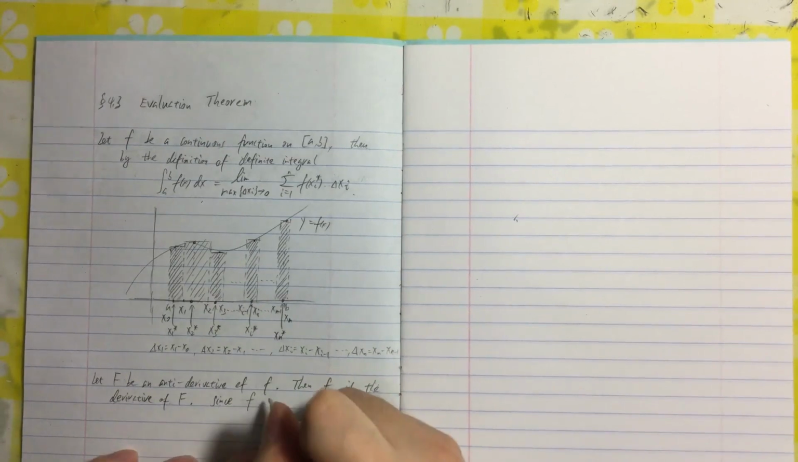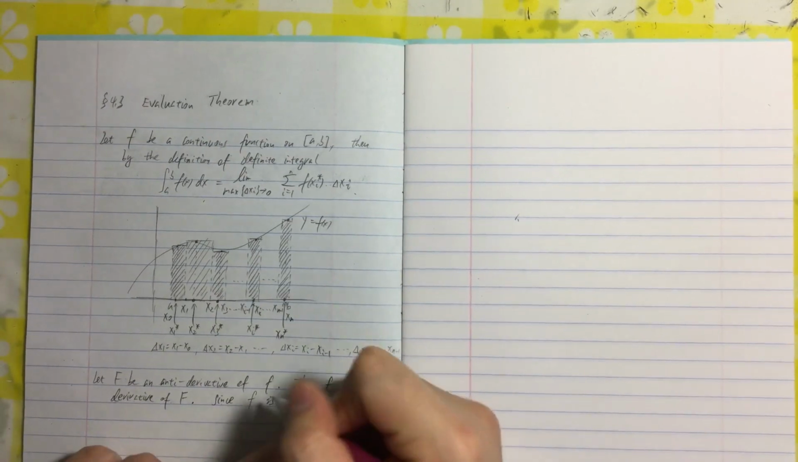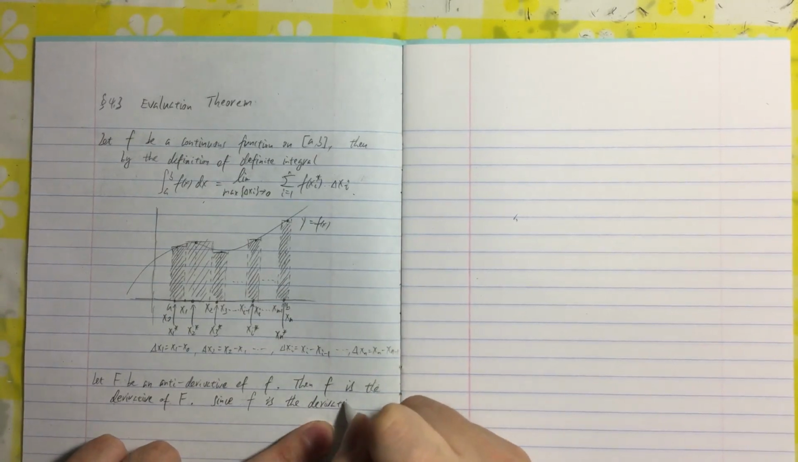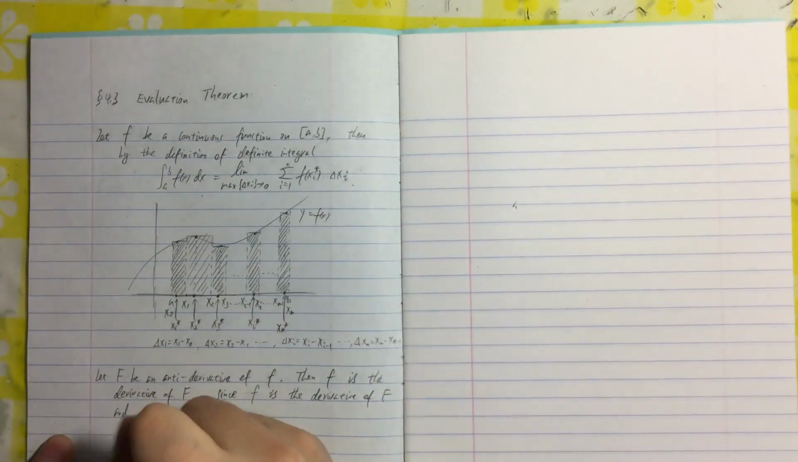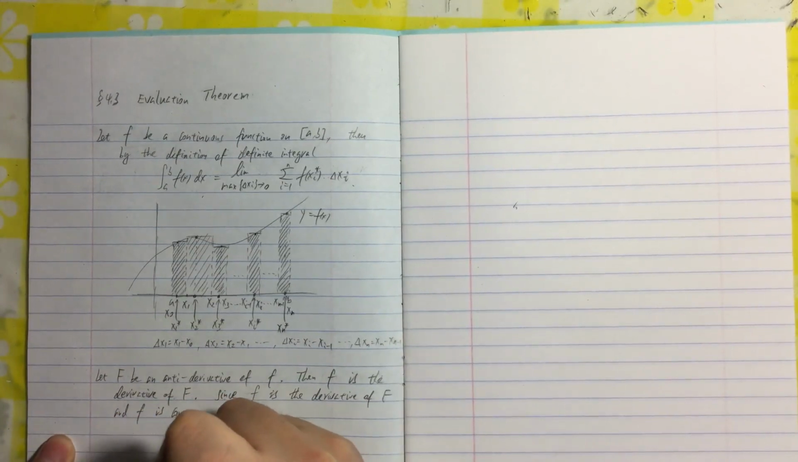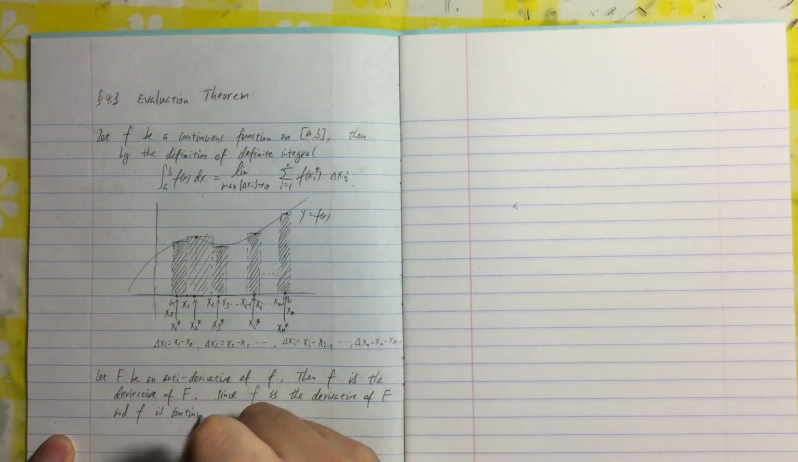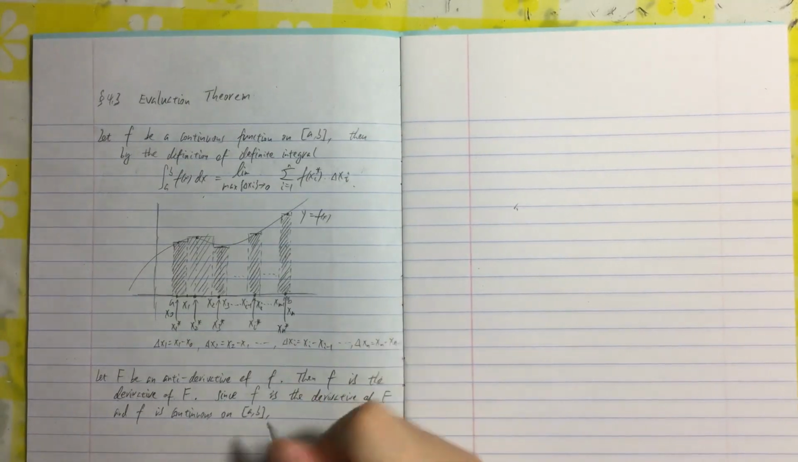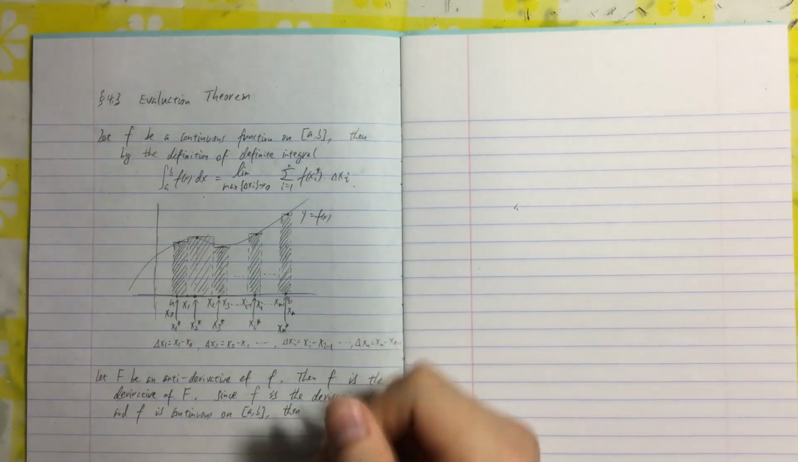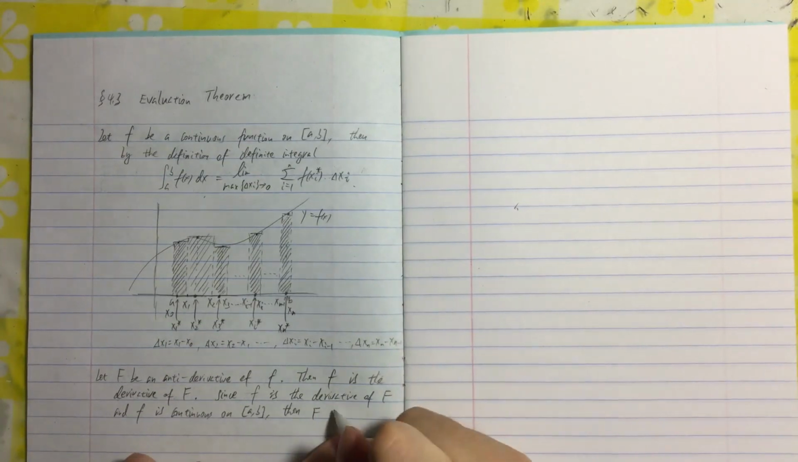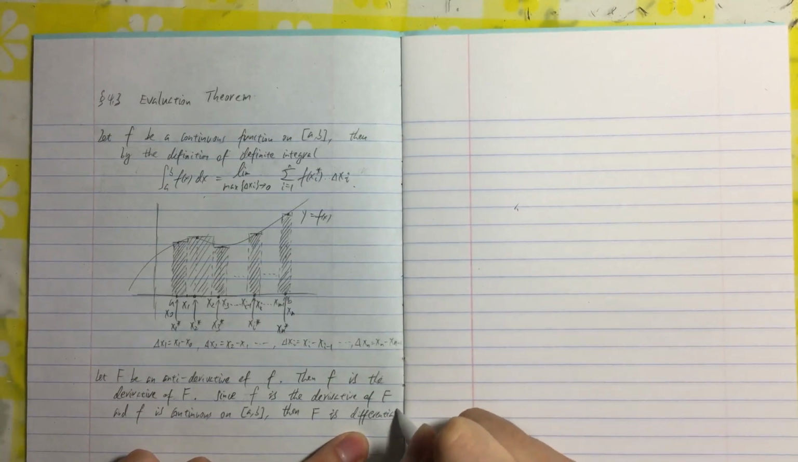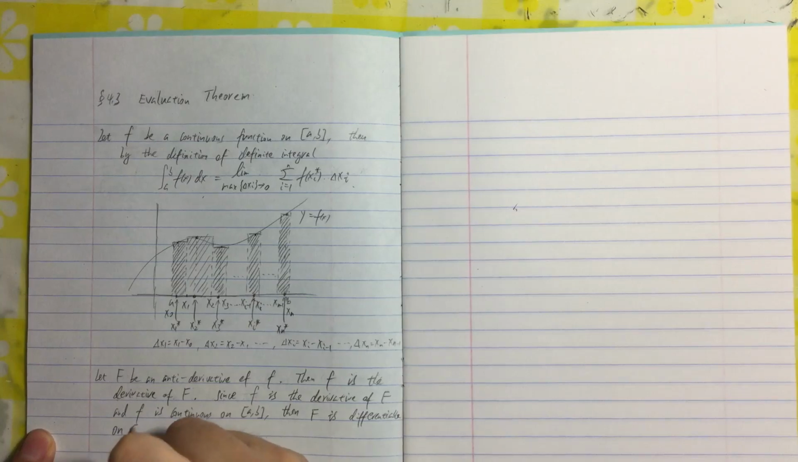Since small f is the derivative of big F, and small f is continuous on the interval from A to B, then big F is differentiable on the closed interval AB.